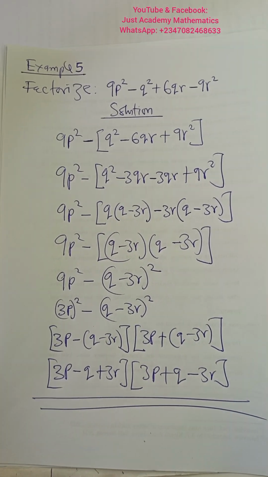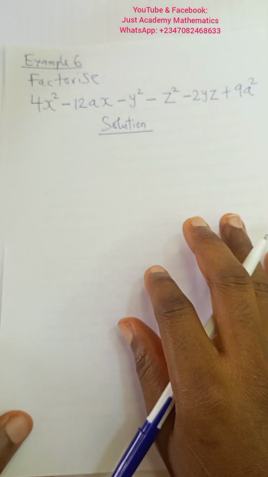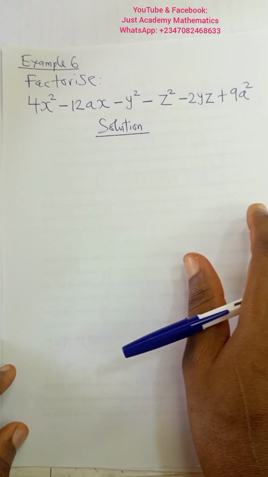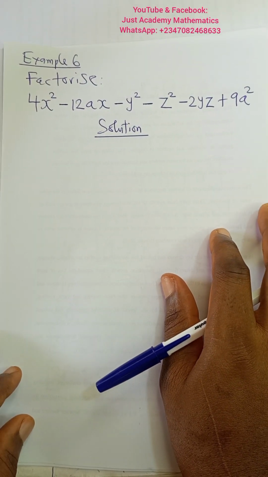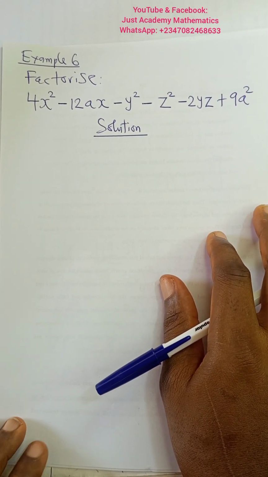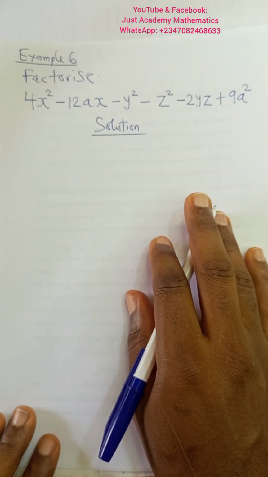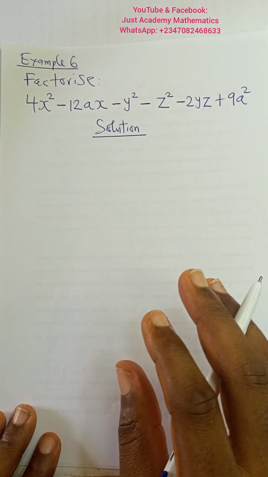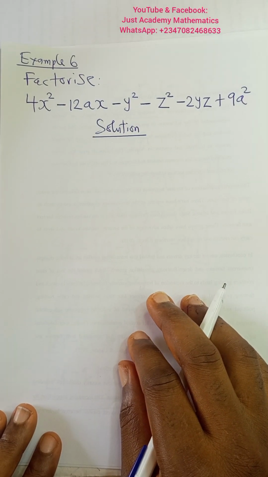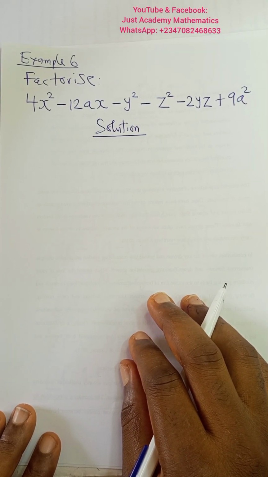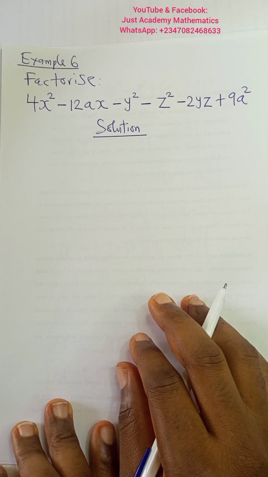Okay, let's close this class with this example. Example 6. Make sure you watch the next class. So I've told you, that is where you see more complex ones, more difficult ones. But look at this. It's looking scary. But if you have been following what I'm teaching you, you will have seen what to do. You will know what to do. What do I mean by you will know what to do?